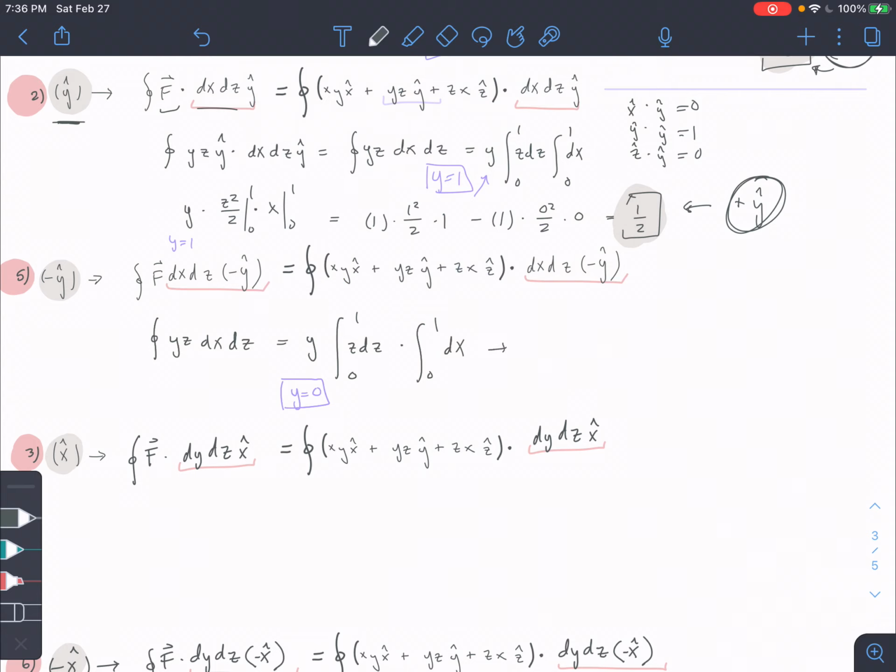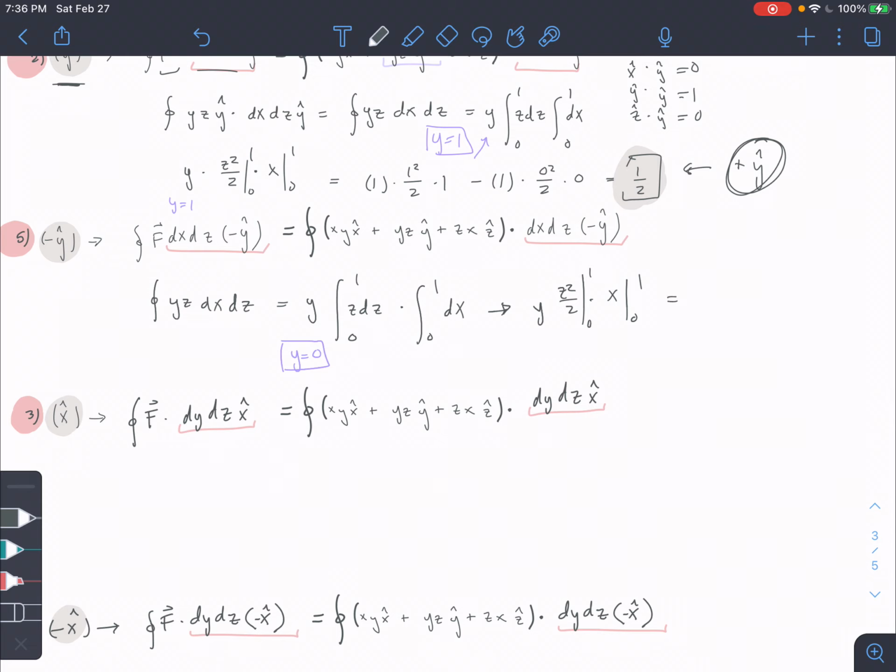Okay, and then we are going to evaluate that. So we'll have y and then z squared over 2 times x, and 0 to 1, and 0 to 1. So for y equals 0, when we solve that out, we'll have 0 times 1 squared over 2 times 1 minus 0 times 0 squared over 2 times 0. So our answer is just 0 for this part, and that's for the negative y hat side. So again, if this is clicking for you, feel free to fast forward through the rest of this, or try it on your own. Otherwise, feel free to stick with me.